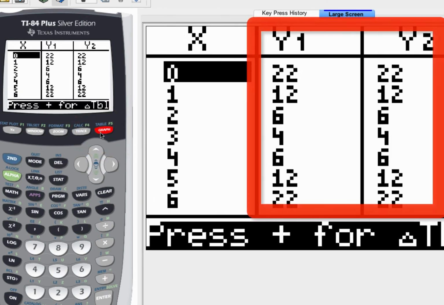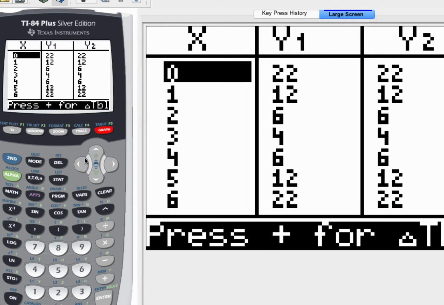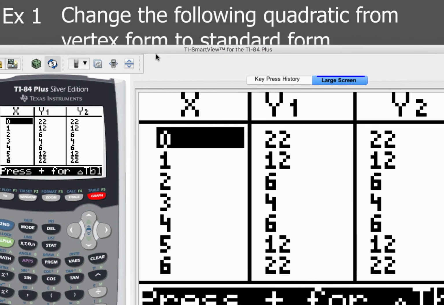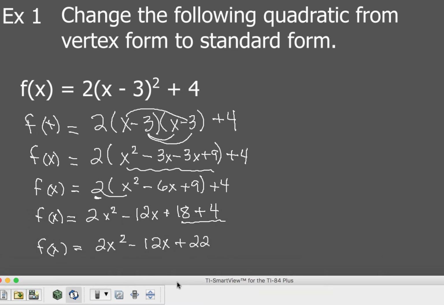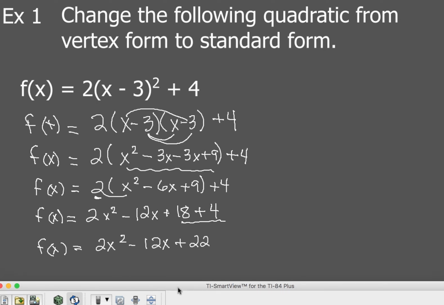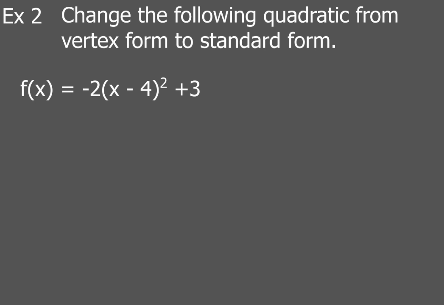When we do that, notice everything that is in the y1 and y2 columns. They match identically. Since they match identically, that means I did my algebra correctly for each one of my terms when I multiplied and distributed and went through all of that. So 2x squared minus 12x plus 22 is the correct standard form for the quadratic 2 times quantity x minus 3 squared plus 4.